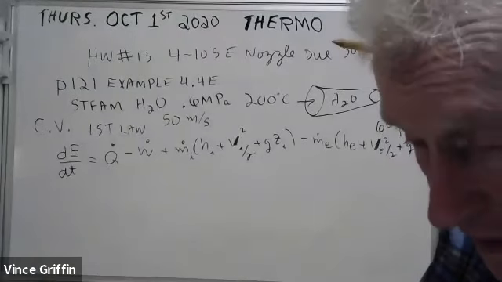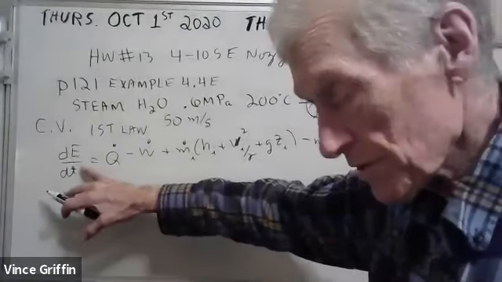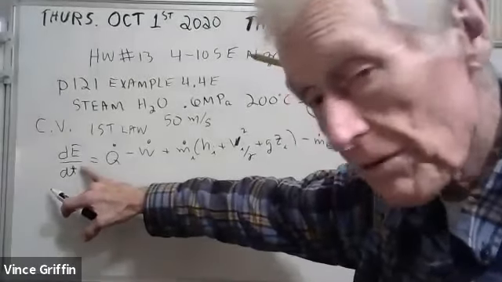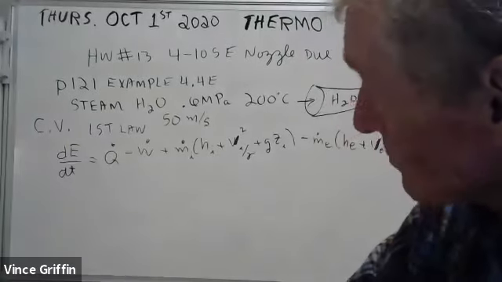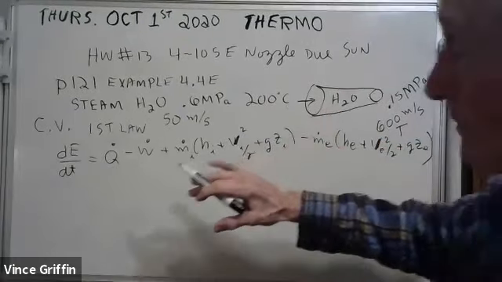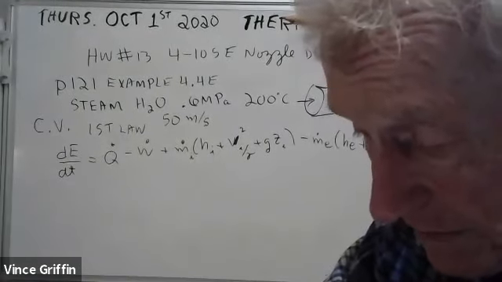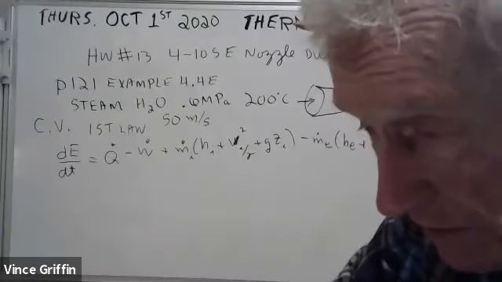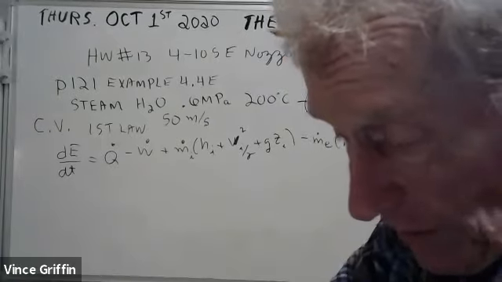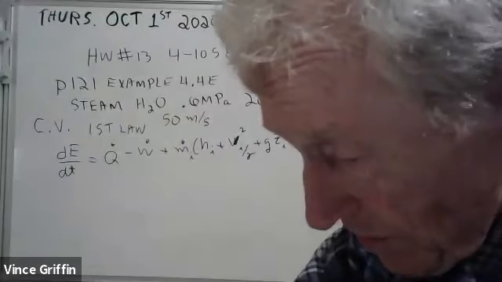You should know the name of everything on there. This here is the first derivative with respect to time of your total energy inside your nozzle in this case. This here is the heat transfer rate, either from or to the nozzle. This here is the power either produced or the power exerted on, in our case, the nozzle.